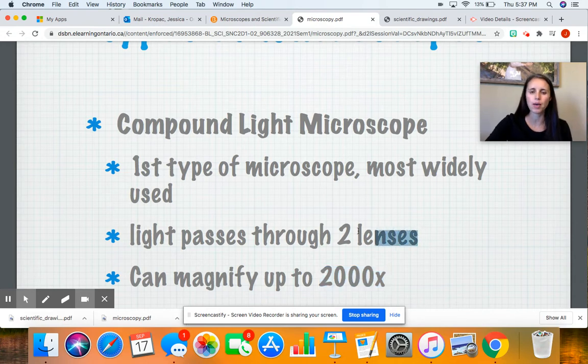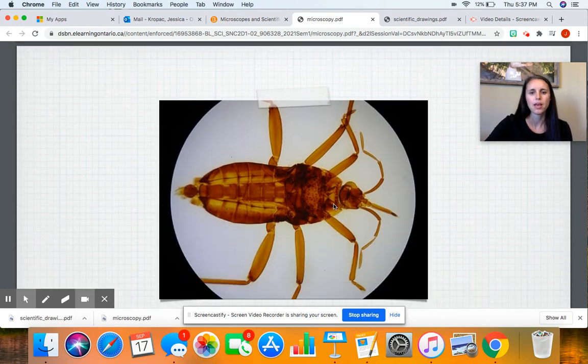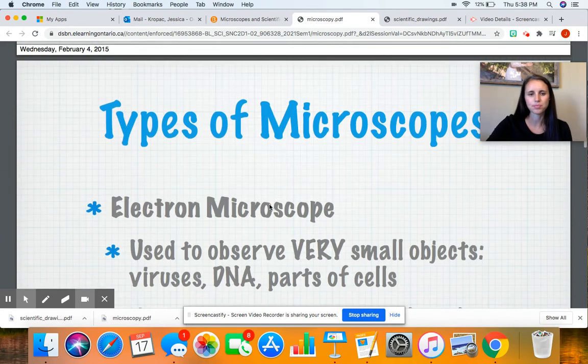How this works, and we're going to cover this in a little more detail when we talk about physics, is that light is going to pass through two lenses. There's a lens at the top that you look through. There's also a lens at the bottom. By the light passing through those two lenses, the image becomes magnified in a nice, clear manner that allows us to see. So this is what something might look like underneath a compound microscope. You can see you've still got details and it's zoomed in quite a bit so we can see what's happening at a cellular level.